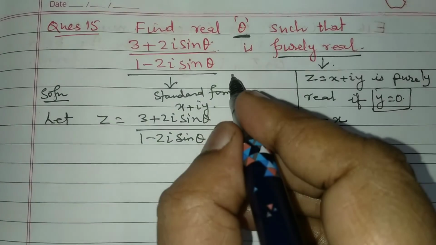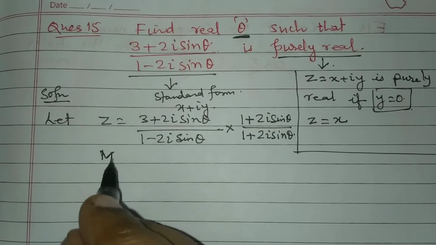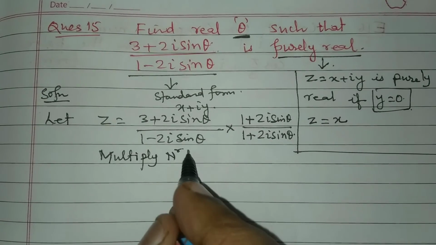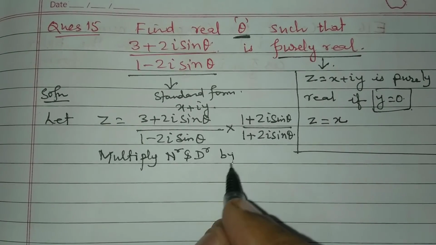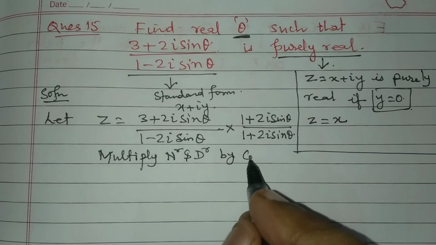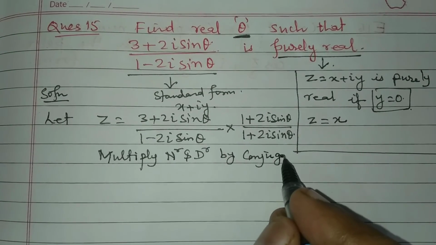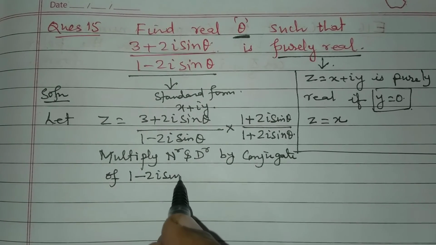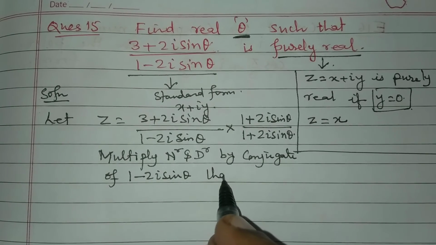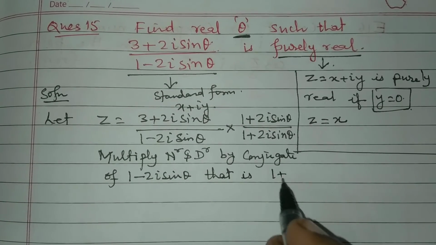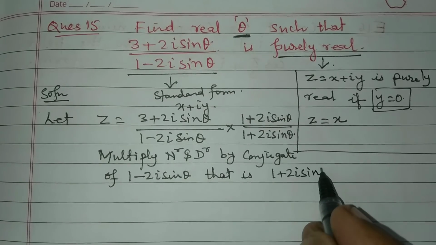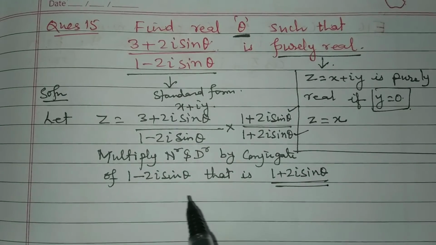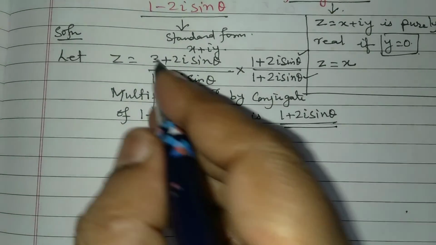So here we are multiplying numerator and denominator by the conjugate of 1 minus 2i sin theta, that is 1 plus 2i sin theta. I hope you understand this. So now we are multiplying this.